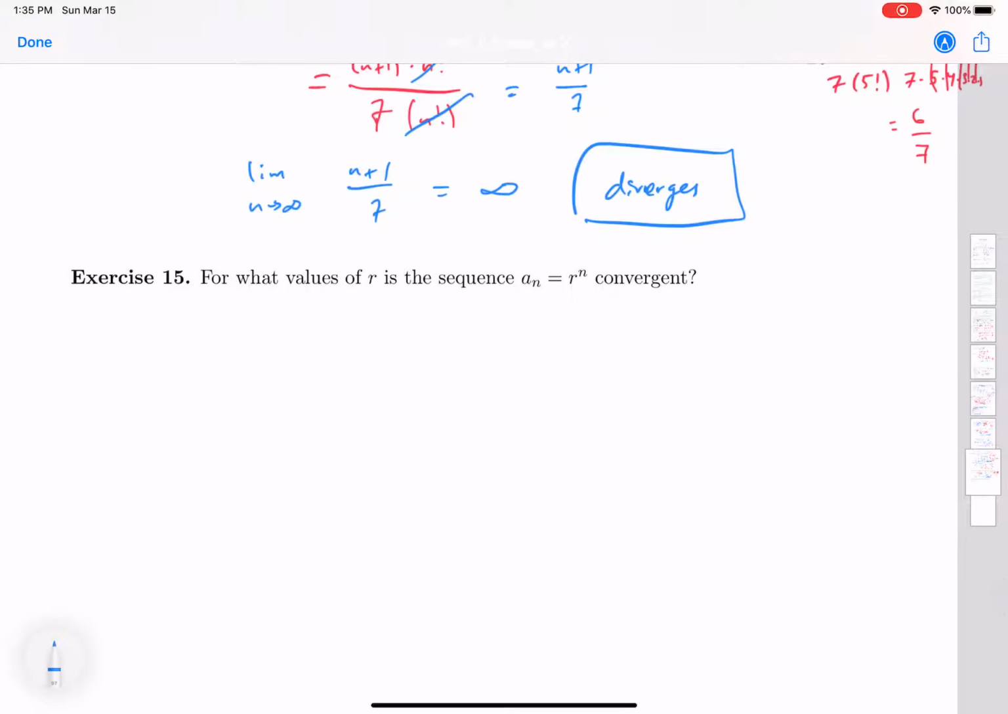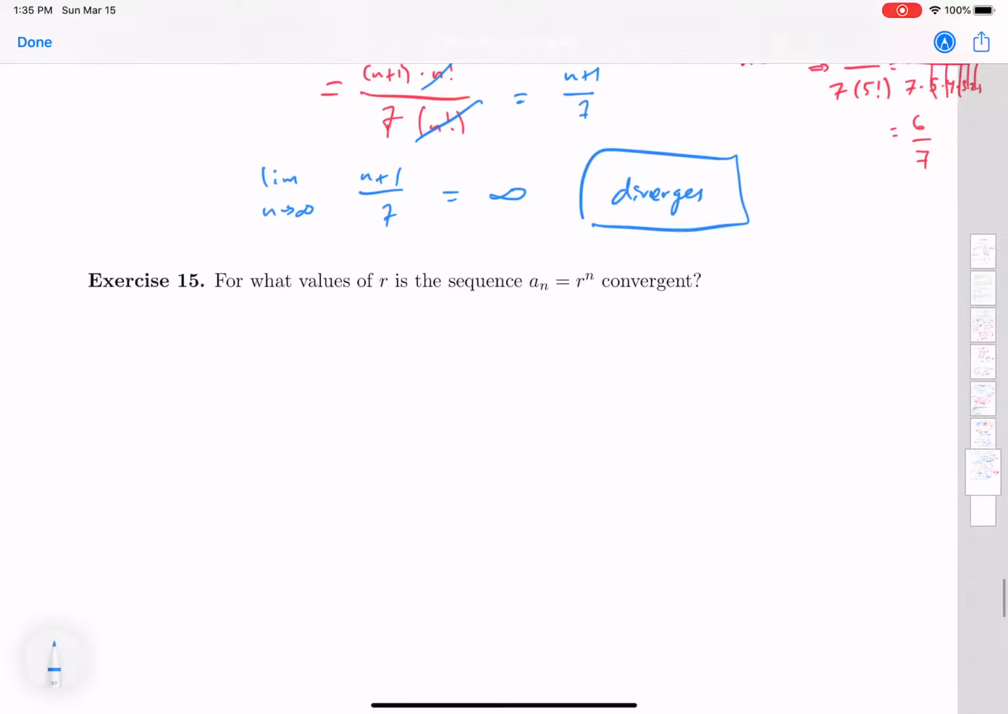So go ahead and try to work on exercise 15 on your own. See if you can figure out for what values of r this particular sequence is convergent. And I recommend you try a few different values of r and see what happens, and then see if you can figure out the general rule. Let's go ahead and pause the video now and try to work on that one. And when you get stuck or done, unpause the video.